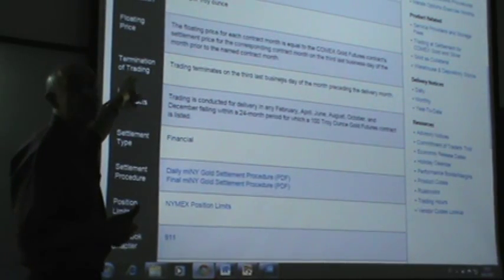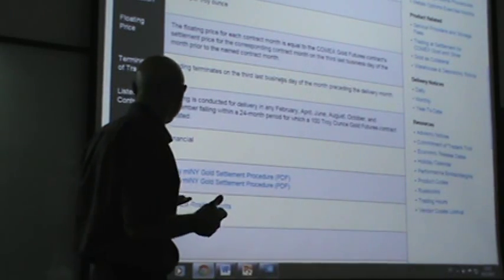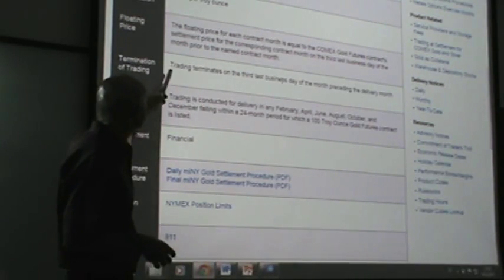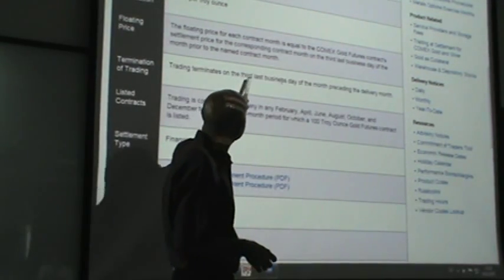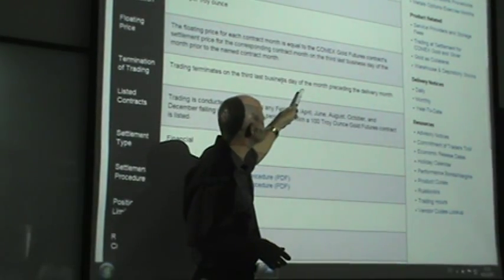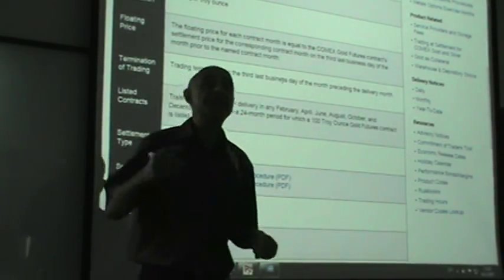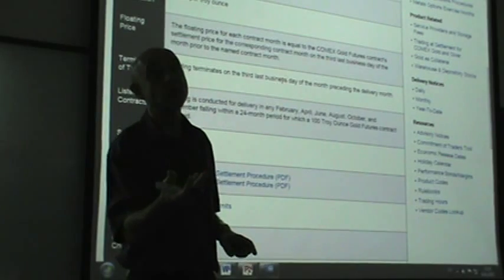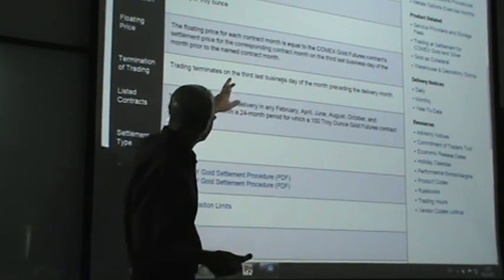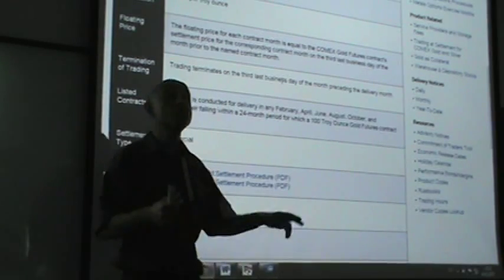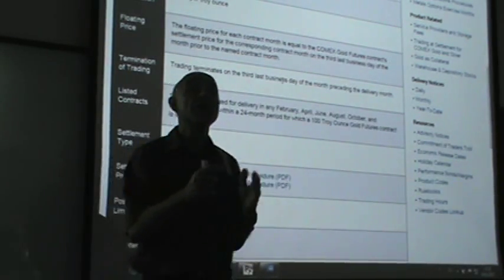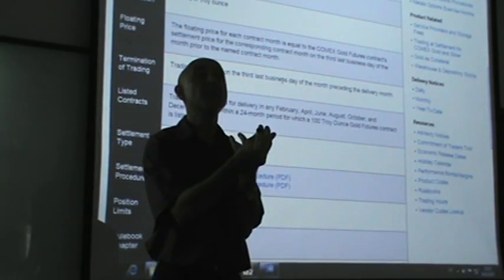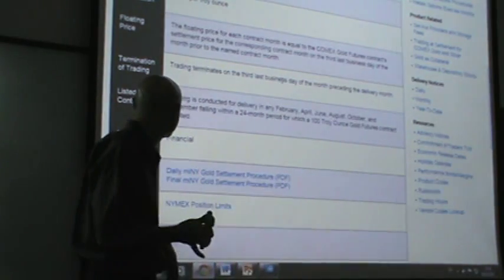Termination of trading. Termination of trading is kind of like the last trading day, and trading terminates on the third last business day of the month preceding the delivery month. So the December contract will end trading in the middle of November. It's actually going to be the third last business day of the month. So if it's the 31st, it's going to be about the 27th, 28th, 29th. Two to three business days before the end of the month.